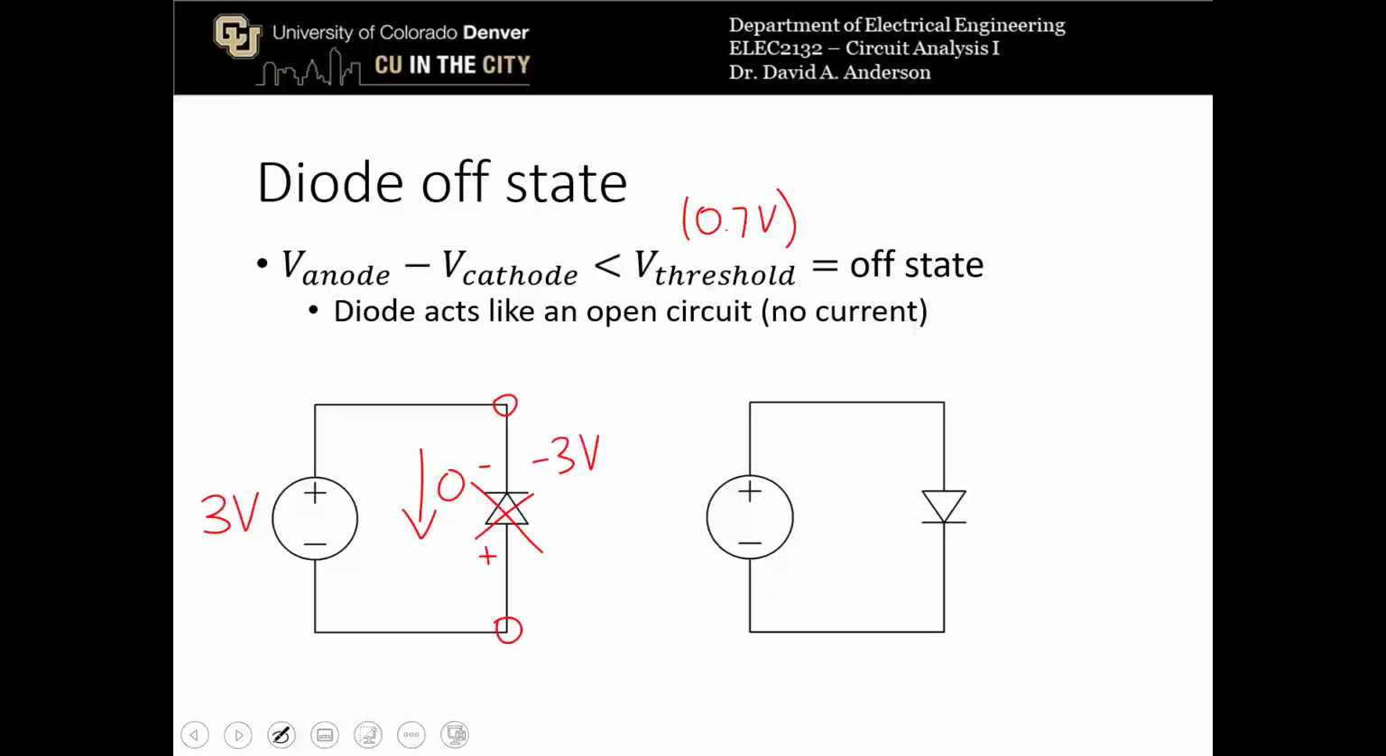So let's also say maybe that I have a voltage source with value 0.5 volts, and now the difference between the anode and the cathode voltage is 0.5 volts, which is still less than the threshold voltage, meaning that the diode is in the off state and no current is pulled, meaning that its terminals are treated like an open circuit.